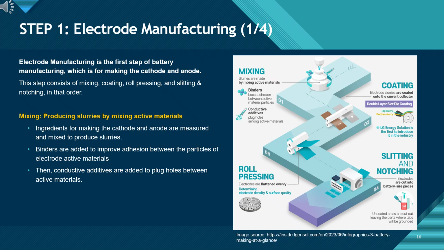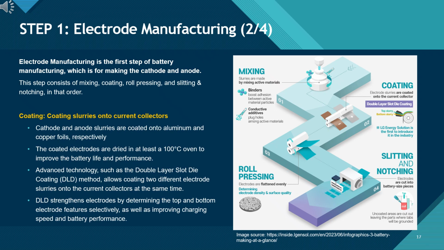Here, the raw powders for the cathode and anode are carefully measured and combined with solvent to create a slurry. Binders are added so that the particles will adhere well to each other and to the metal foil later. Conductive additives are then mixed in to create continuous electron pathways through the electrode. The goal of this step is a homogeneous, stable slurry with the right viscosity and dispersion, because any non-uniformity here will directly affect coating quality and, eventually, the cell's performance and lifetime.